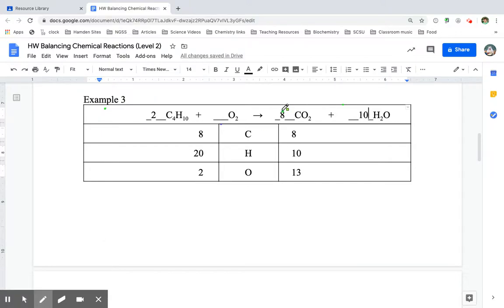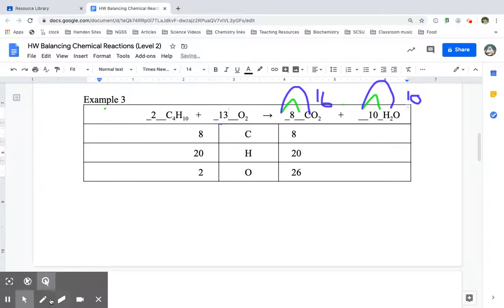So now 4 times 2 is 8 carbons. 10 times 2 is 20 hydrogens. And now let's count the oxygens together. 8 times 2 is 16, plus 10 times 1 is 10. So my grand total oxygens that I have are not 13 now, but 26, twice that. Can I balance 26 with 2? Yes. All I need to do is put a 13 in front. Now I can say 13 times 2 is 26, and it balances.